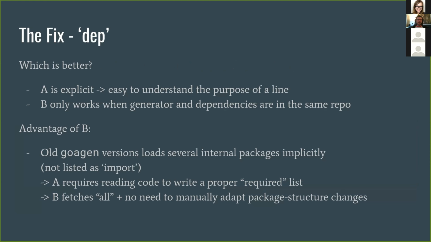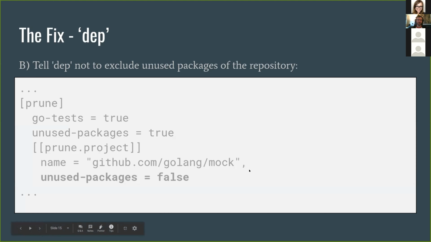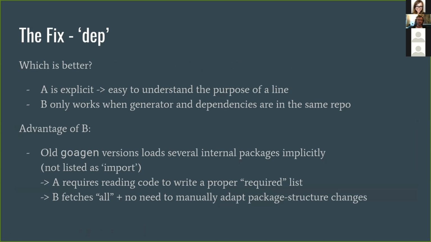Okay, so which way is better? A is very explicit, pretty straightforward. You can see what you are requiring. For B, you don't see what you are requiring. If you just go back to the slide, there's no mention here of mockgen, so it's pretty nebulous why we are setting this unused packages to false. You might be able to guess it, but it's not straightforward. But there is a situation where B is advantageous.